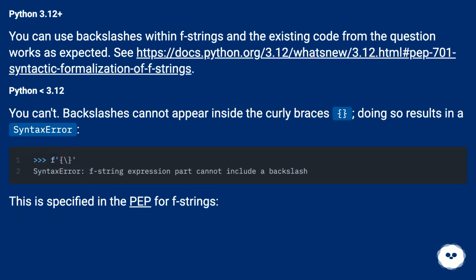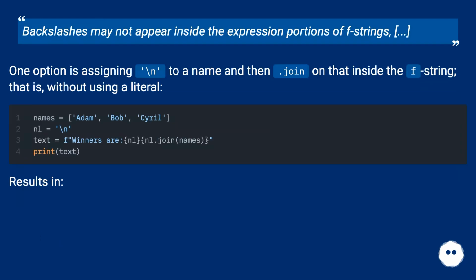In Python 3.12 plus, you can use backslashes within f-strings, and the existing code from the question works as expected. See this URL. If Python is lower than 3.12, you can't. Backslashes cannot appear inside the curly braces; doing so results in a syntax error. This is specified in the PEP for f-strings: backslashes may not appear inside the expression portions of f-strings.